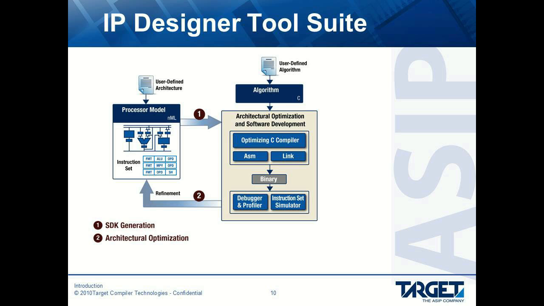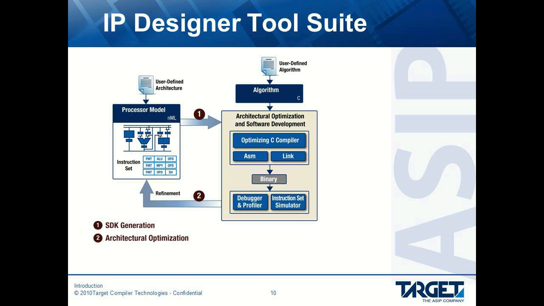The next block has to do with your C algorithms and software development. You can see the C compiler, the assembler and linker, binary files, the debugger and profiler, which gives you the histogram, and the instruction set simulator.